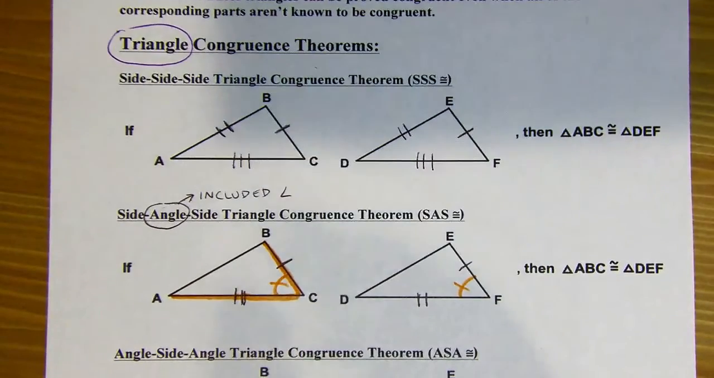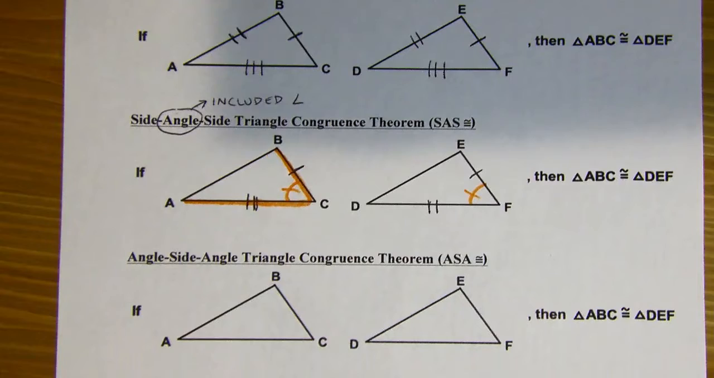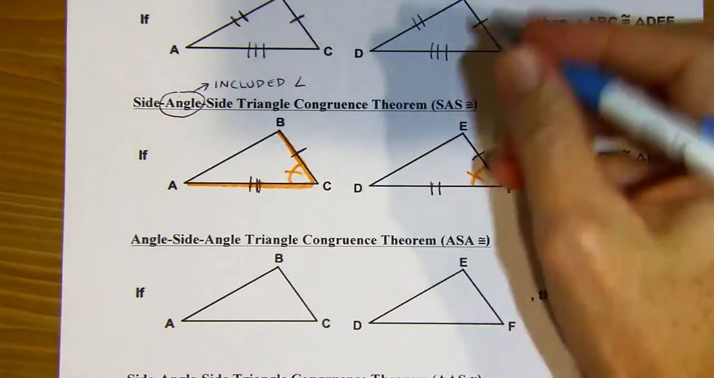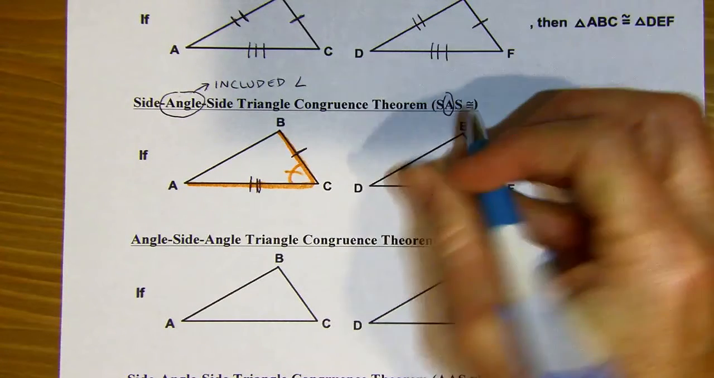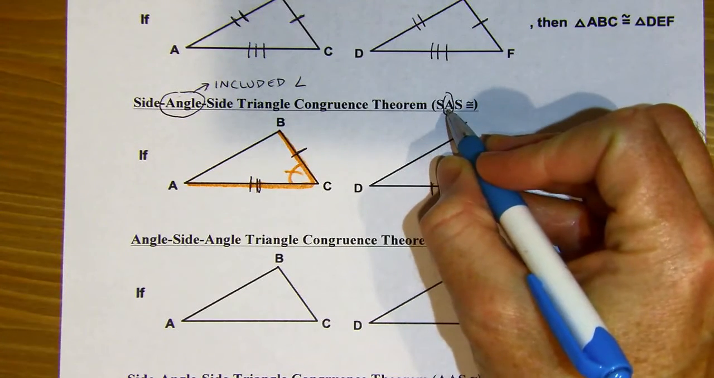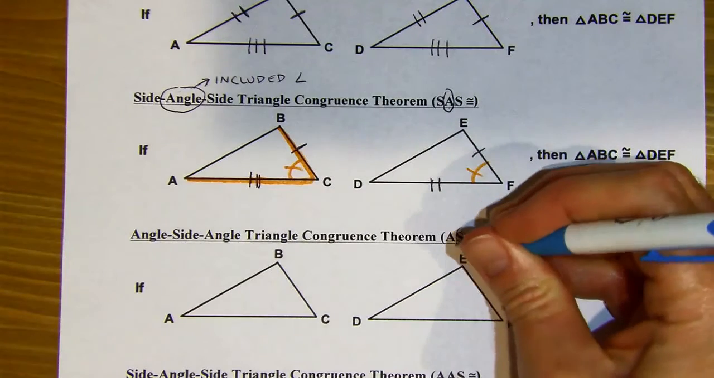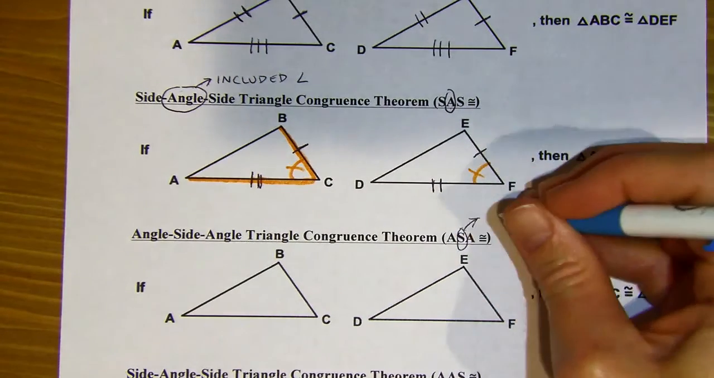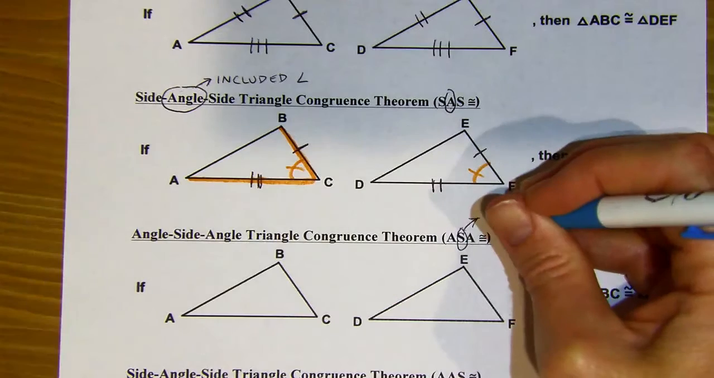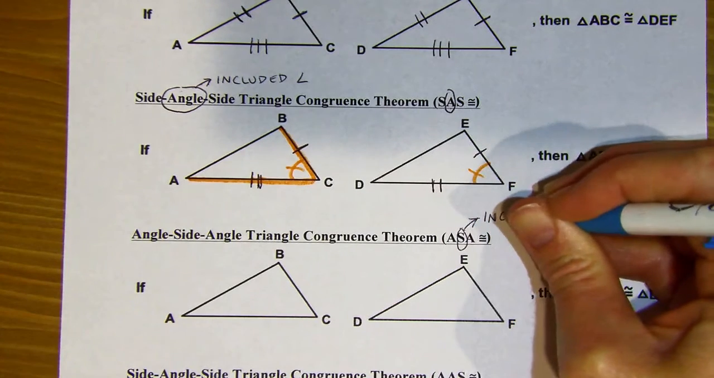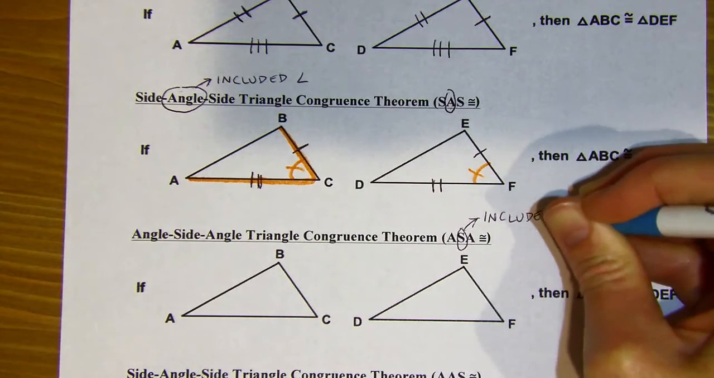Okay? All right. So it is really important, SAS, right? The A is in between the two S's because that angle is included between the two sides. That's what that means, okay? So the next one is ASA. And so the S is going to represent the included side.